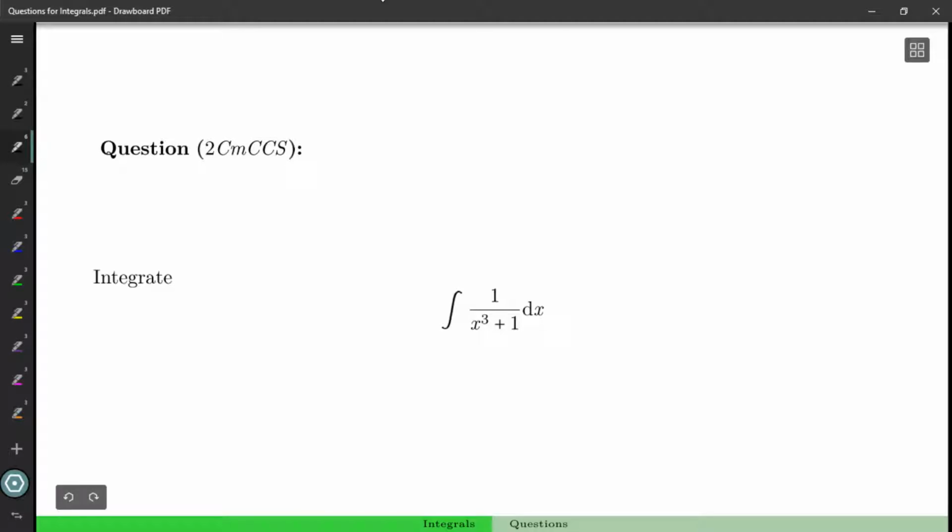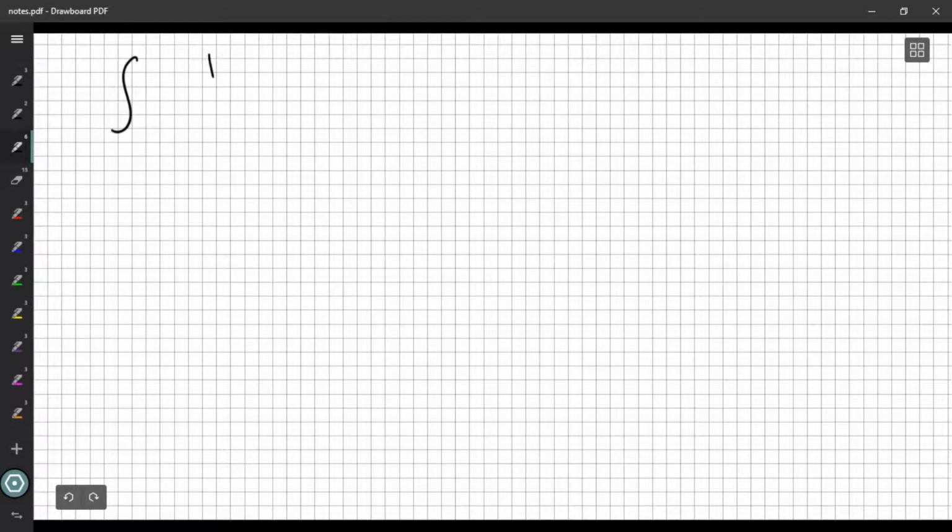Integrate 1 over x cubed plus 1. Okay, so we're looking at a rational function here. It's a proper rational function, but I notice that the denominator is a cubic, and cubics can always be factored at least once. Okay, so we'll go about factoring this.